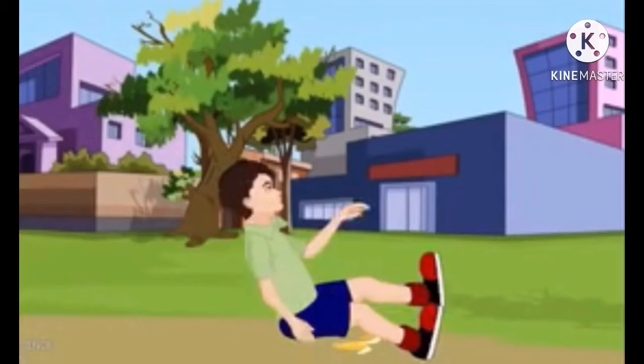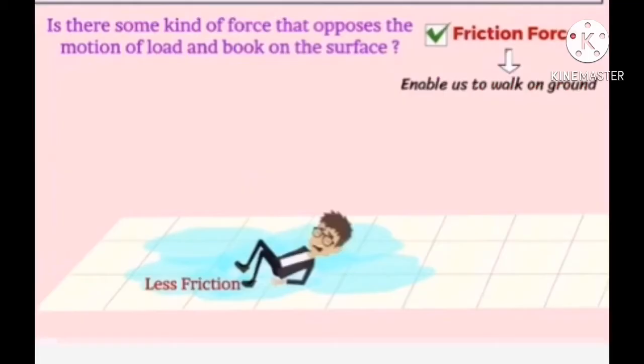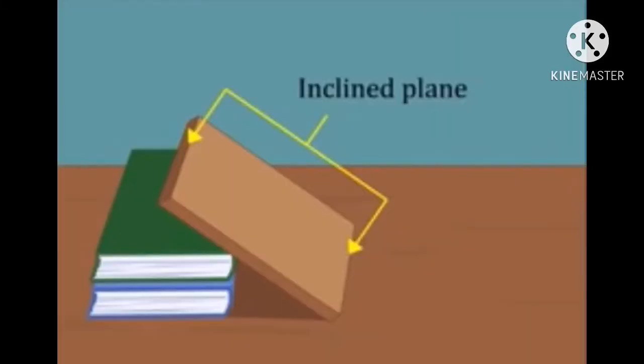That's why we slip when we step on a banana peel, and it is difficult to walk on a smooth and wet floor, because it's a smooth surface and friction is less there. Let us move to the next activity.